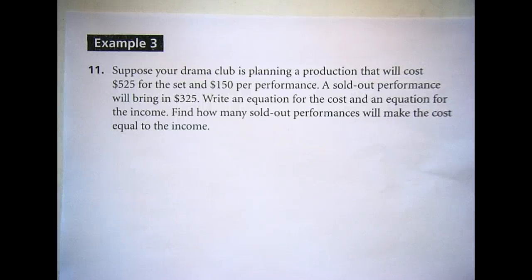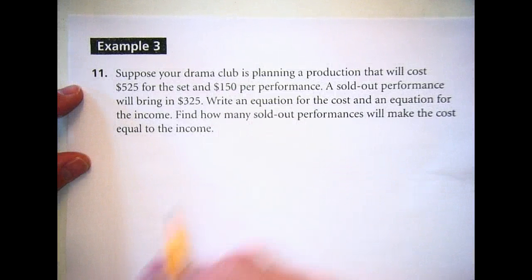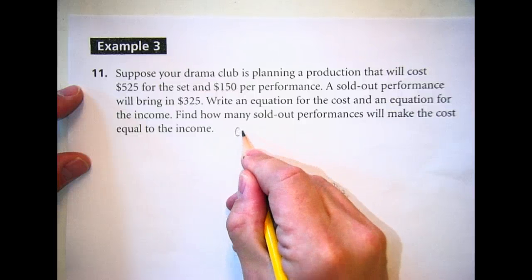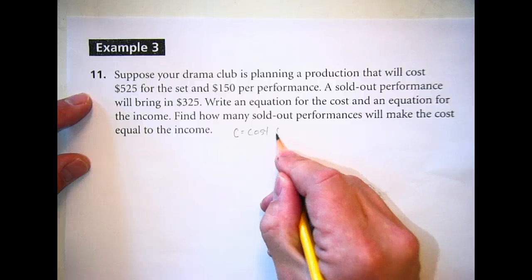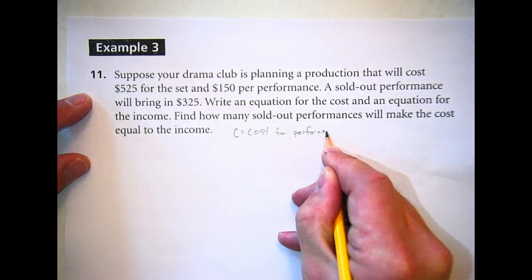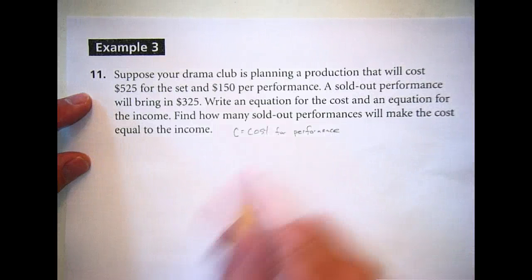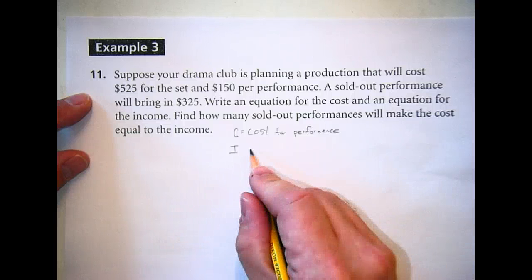Give it a shot. What are my variables on this? Jaden? Well, I did X is the cost per performance. Okay, so can I use C? Yeah, makes it a little easier. So C is the cost for performance. Okay, another variable, someone else. Cool. I for the income for each sold out performance. Okay.